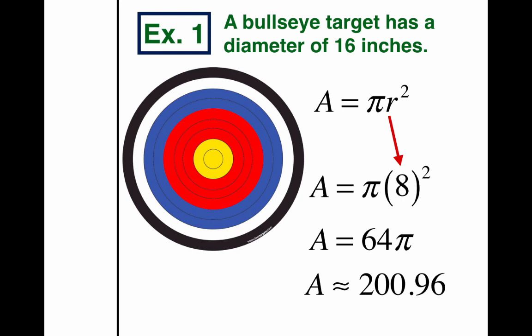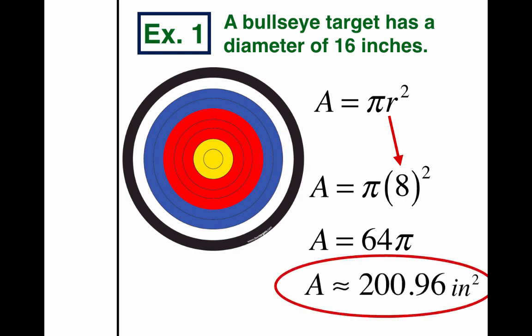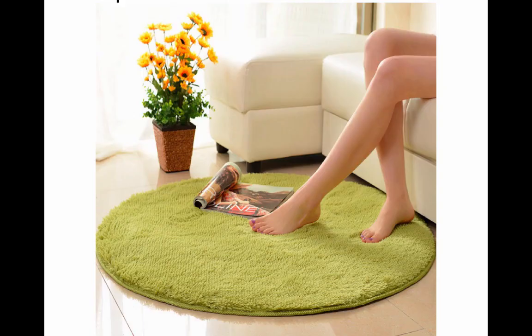And notice the way I said that, square inches. So I'm going to write my units as inches squared with a little second power. That is my answer, 200.96 inches squared. That is the area of our bullseye.